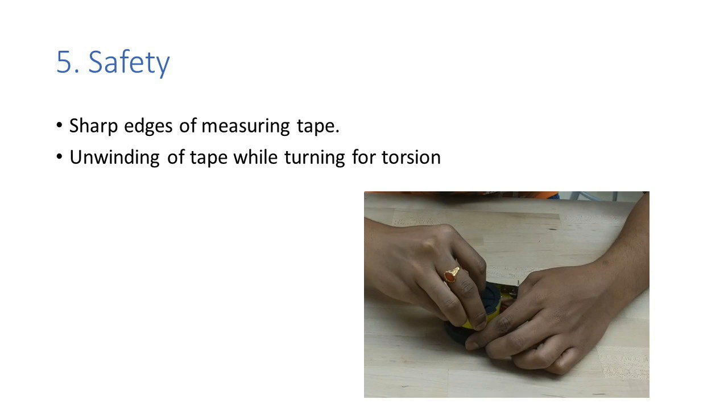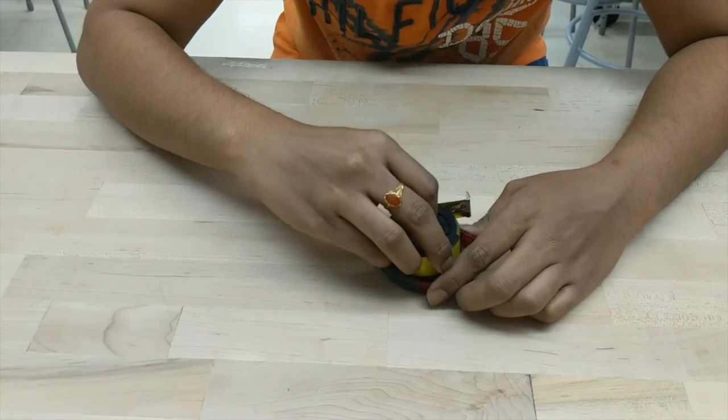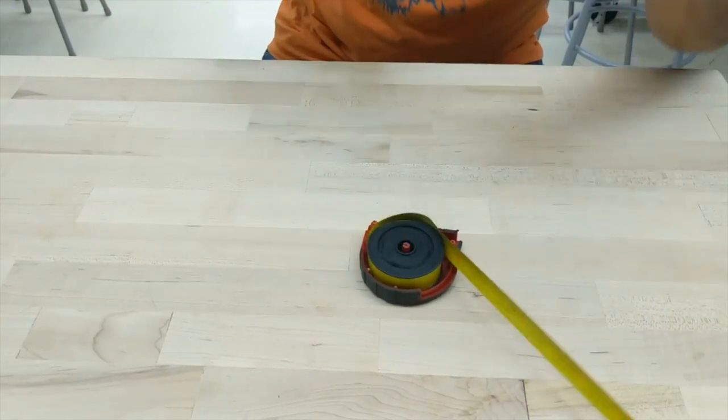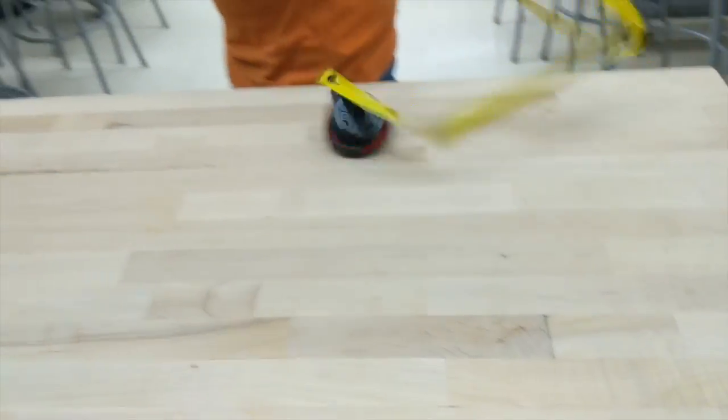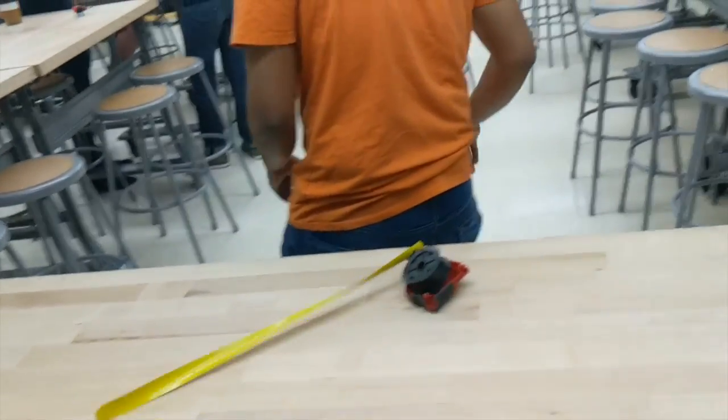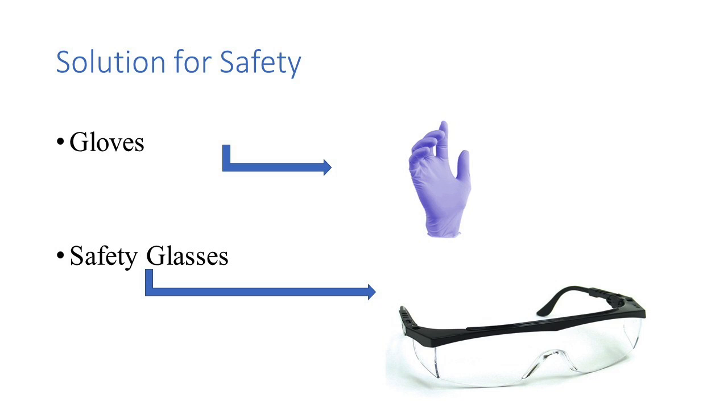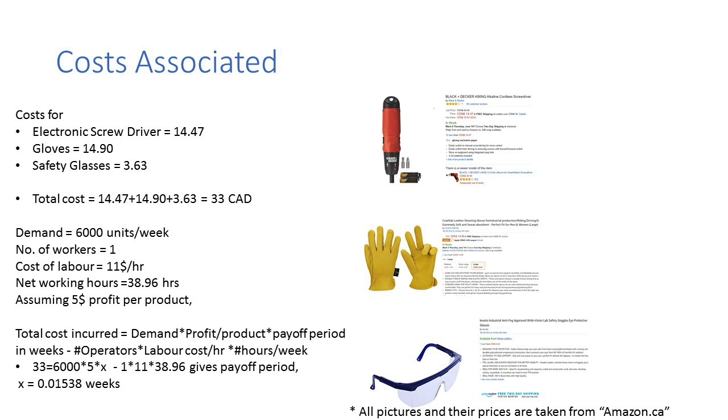Safety of operators is our number 1 priority. There are 2 possible hazards which we found in assembling this measuring tape. They are: the measuring tape has sharp edges and is not safe to handle. There is a high possibility of unwinding of tape while turning for torsion and can hurt the operators. To avoid such hazards, each operator is provided with safety glasses and gloves and are instructed to wear them on every shift.